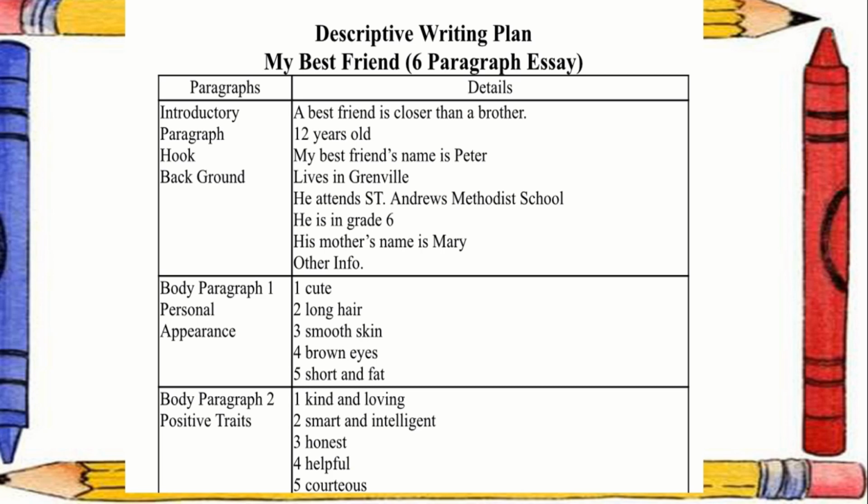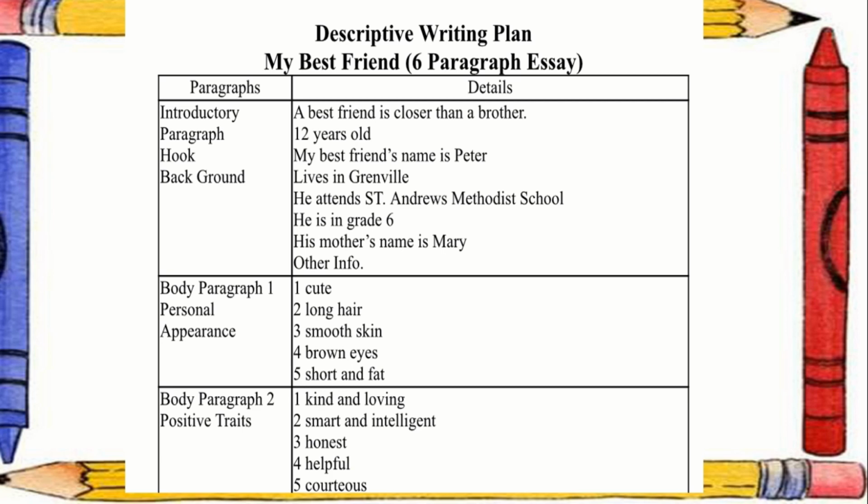The next part of your introductory paragraph is called the background information. And in your descriptive, here is where you give some information about your friend's age, their name, where they live, what school they attend, what grade they are in, maybe a little bit about their parents, and any other information that you may want to give.